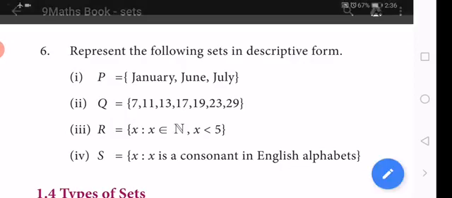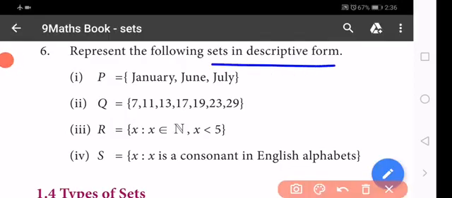In this sixth, all the sums change into descriptive form. Descriptive form is the easiest one. Here we write the property in a statement, that's all. First one, P equal to roster form January, June, July. If we use all the months, then we write the set of all months in a year.